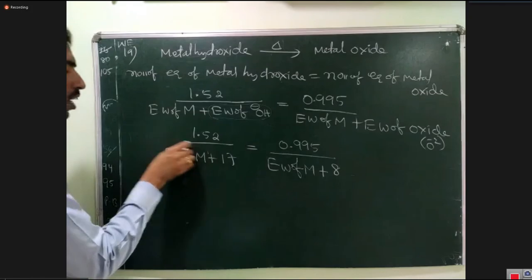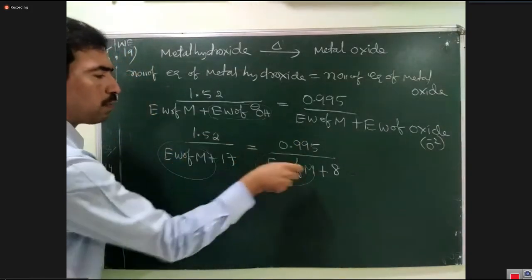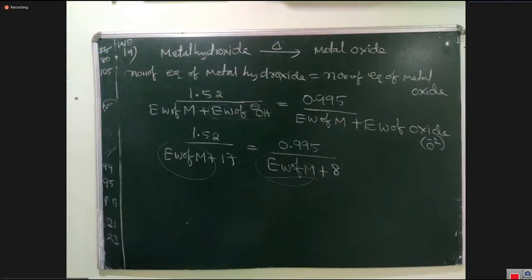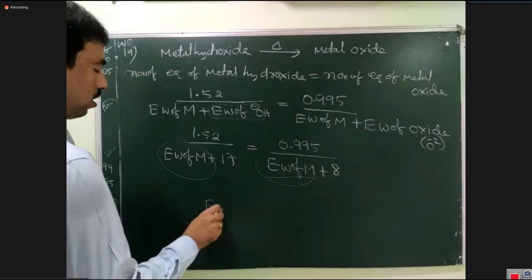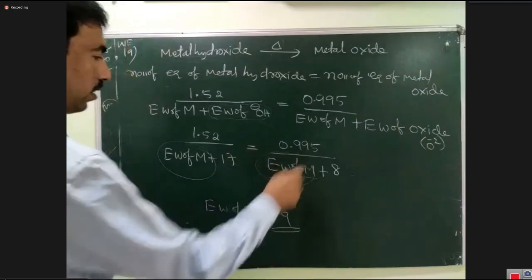So now we are left with only the equivalent weight of metal. Do the cross multiplication, and then you can get the value for the equivalent weight of metal. After solving, you will get the equivalent weight of metal equal to 9.